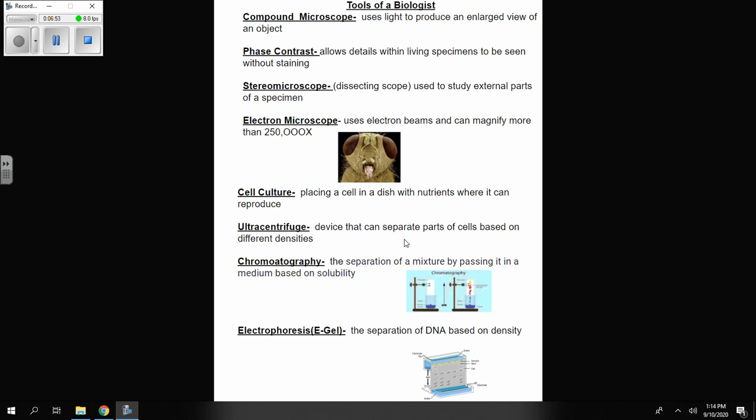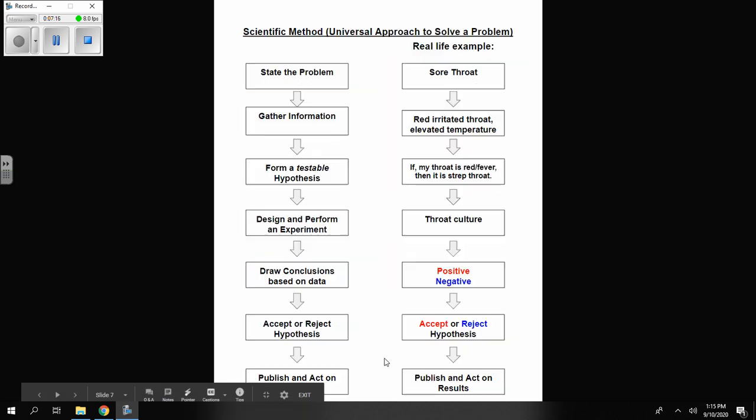Chromatography, the separation of a mixture by passing it in a medium based on solubility. I will show you some apparatus for chromatography as well. And then the last tool, electrophoresis or e-gel, the separation of DNA based on density. This is the DNA testing. We have this equipment here as well, I will show you during our live synchronous teaching.